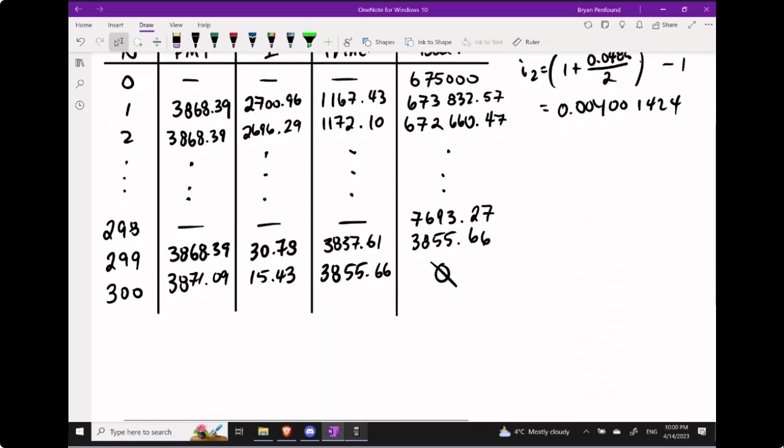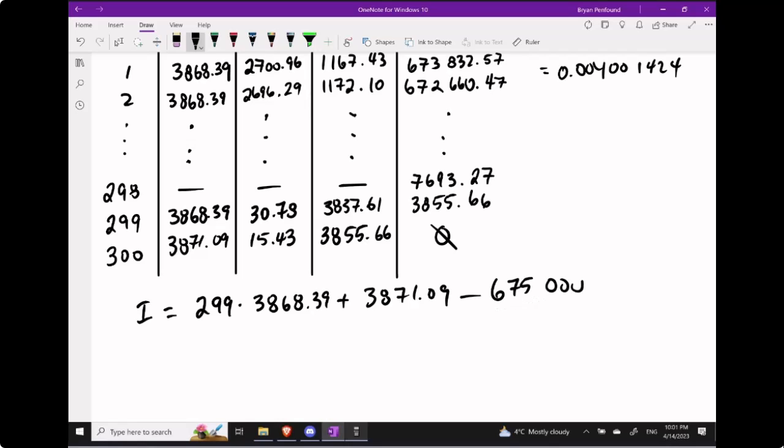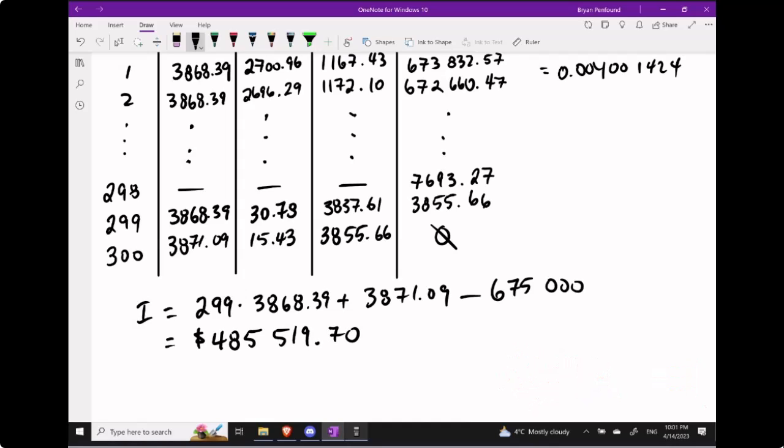To finish off this question, we would like to determine the amount of interest that we've actually paid on this particular loan. So let's add up all of our 299 payments of 3868.39. Let's add to that our one payment of 3871.09. And then we're going to subtract our principal amount of $675,000. Simplifying this expression, we get $485,519.70.